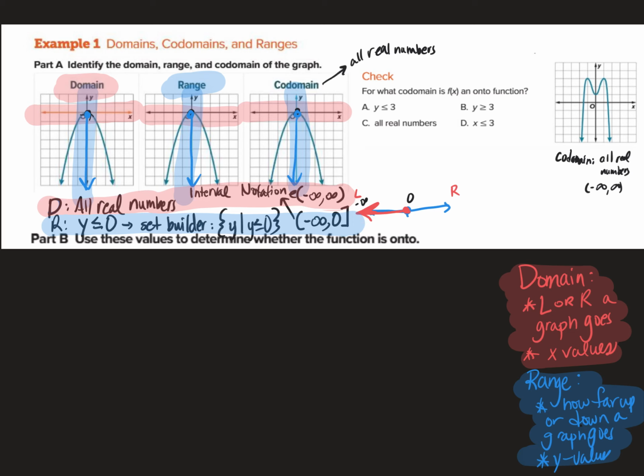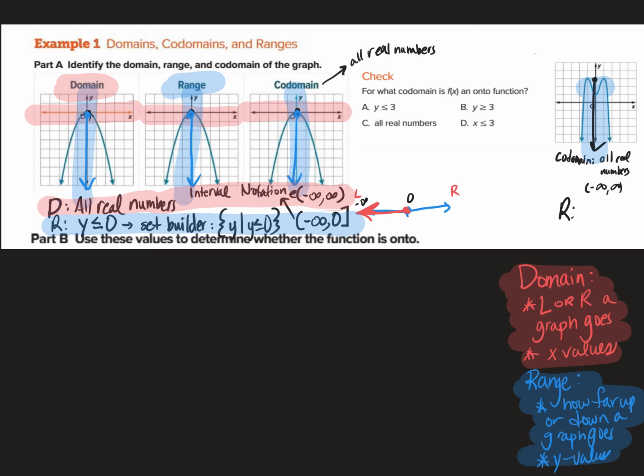But the range of this actual graph, the range is how far up and down the graph goes. So I'm going to grab my blue highlighter. The range, the highest it goes is here, and it goes down forever. So if I go back, the highest it goes is here, and it goes forever down.